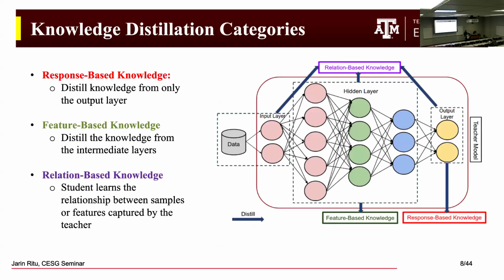There are different categories of knowledge distillation. The first one is response-based distillation, where we only distill or transfer the knowledge from the last layer, the output layer of the teacher model. And then comes feature-based knowledge distillation, where we distill the knowledge from the intermediate features of the teacher model. And the third one is relation-based knowledge distillation, where we do not rely only on the output level or the intermediate features, but the student also learns the relationship between samples and features in the teacher space.